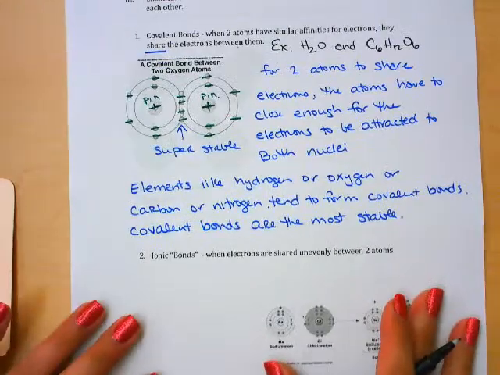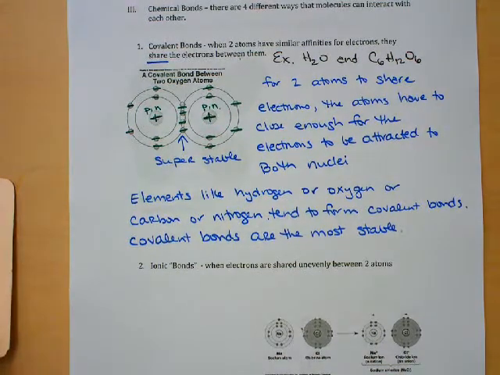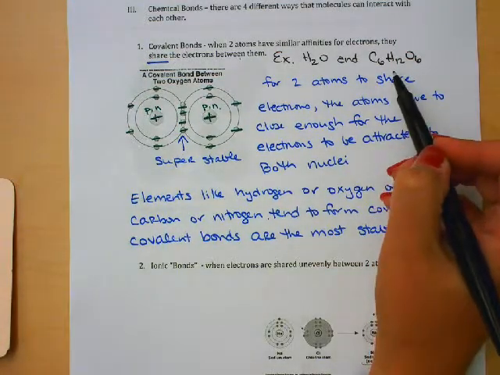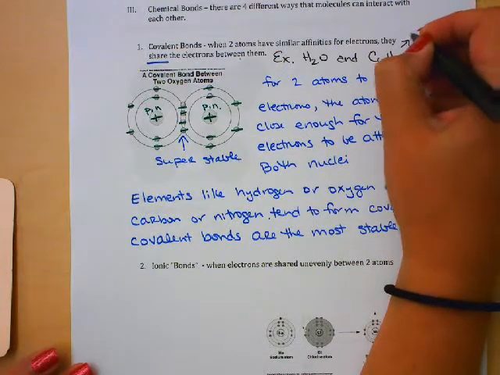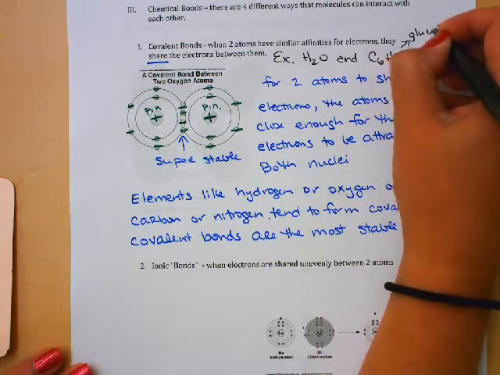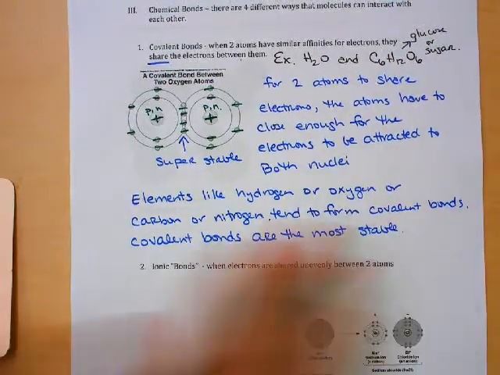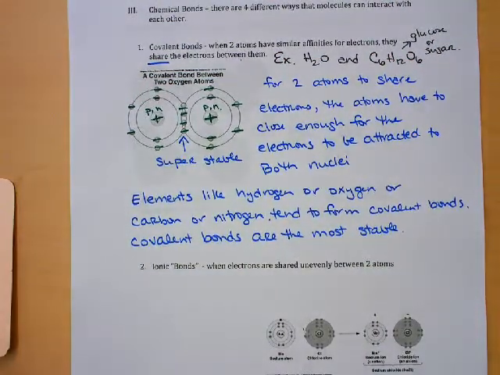Alright, so those are my two examples that you can't see. There we go. My two molecules that have covalent bonds would be water. Does anyone recognize what this guy is? You may not. Sugar. Glucose, sugar. Glucose is a sciencey word for it. Sugar is like the normal version of it.